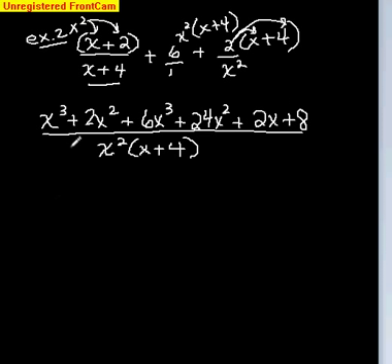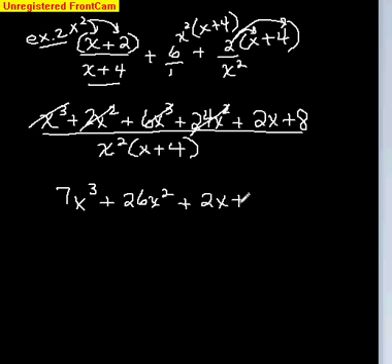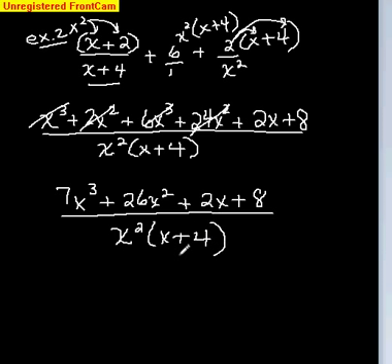And then we just look for any common terms here. So we're going to get an x cubed and a 6x cubed would be 7x cubed. So we got that taken care of. And then we go to our x squareds. We have 2x squared and 24x squared, which gives us 26x squared. And nobody else combined, so we just get 2x plus 8 over our common denominator, which is x squared times x plus 4. And that's your answer for that.